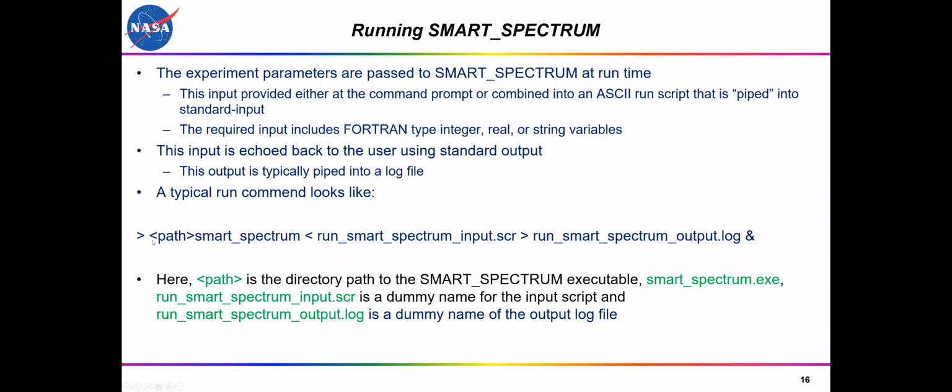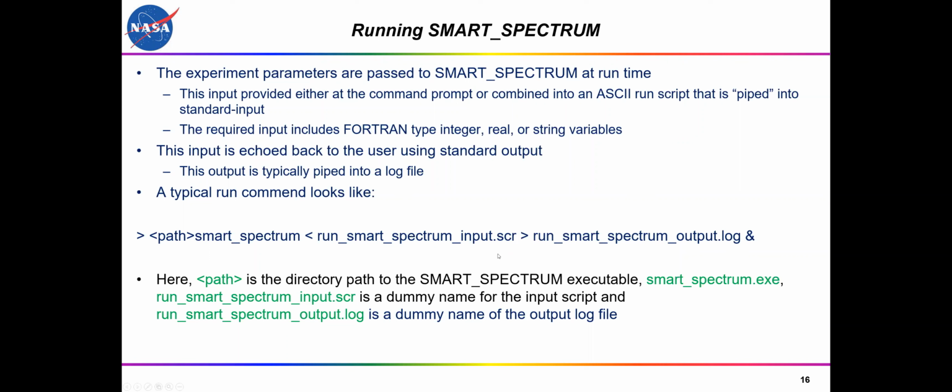You just have the path where the program is. The program's called Smart Spectrum, and you can put .exe after this or not. Most Unix machines don't care. Then I usually pipe a run script in. The run script has the information it needs to actually run the program. You'll see a bunch of results from a run script in the following slides. And then I always pipe the output to a log file.